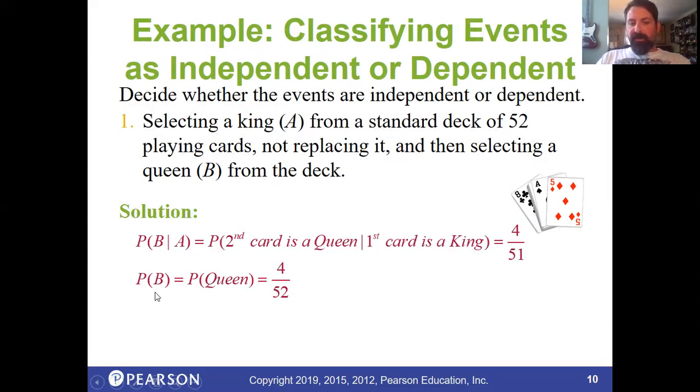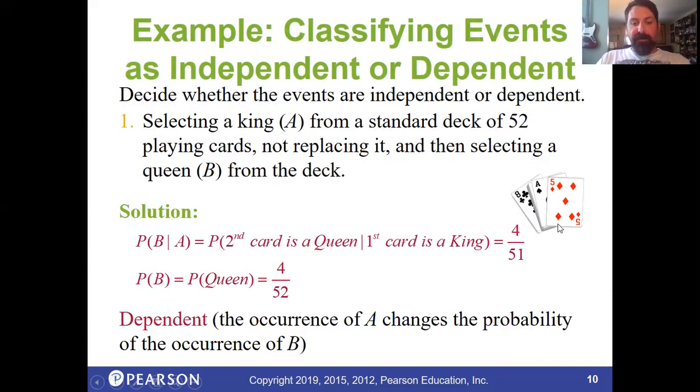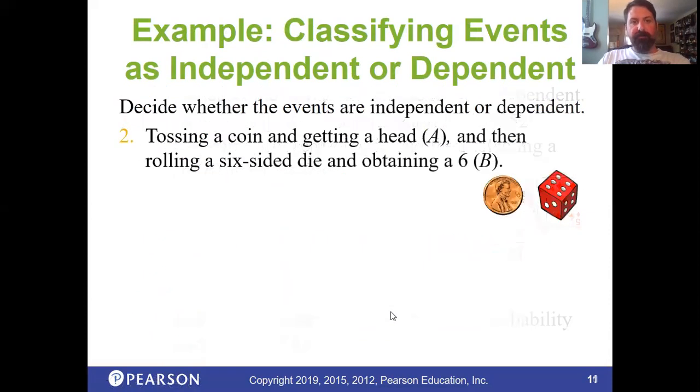But the probability of just selecting a queen without the given A part is 4 out of 52. So notice these are different. These are not the same, and therefore they are dependent. The second card depended on the first. The occurrence of A changed the probability of the occurrence of B.